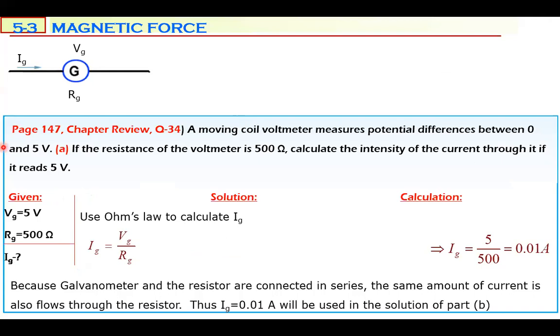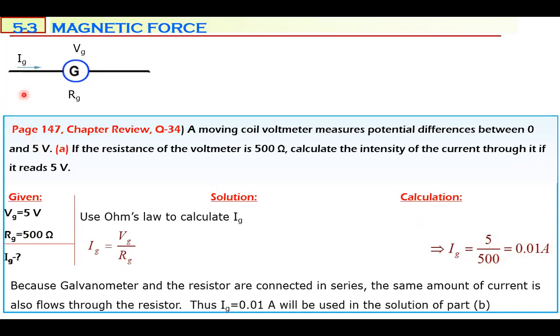This coil can measure a maximum of 5 volt, so the potential difference across this coil must be at most 5. If the resistance Rg is 500 ohm, calculate the intensity of the current through it if it reaches 5 volt. If Vg is 5 and Rg is 500, it's easy to get Ig by Ohm's law. Ig is equal to Vg over Rg, which is 5 over 500, 0.01 ampere.